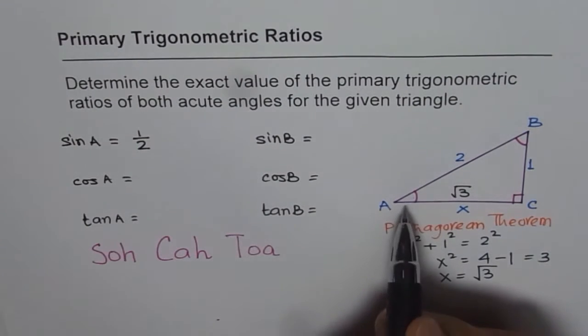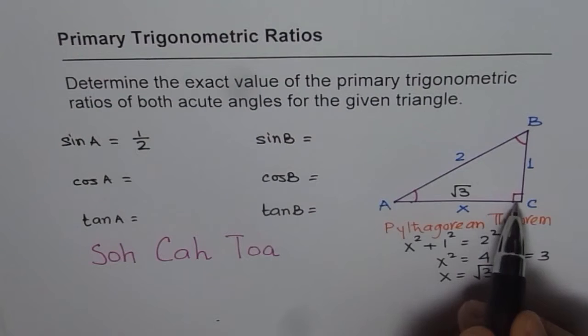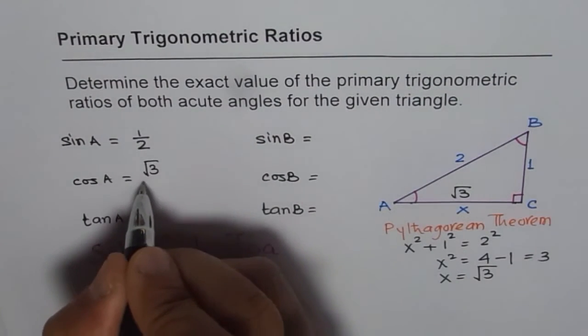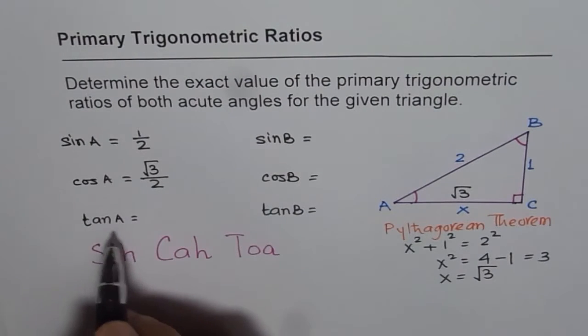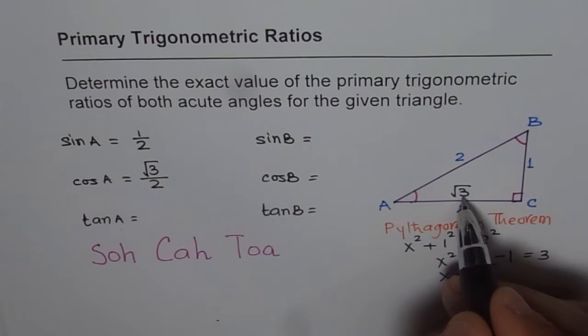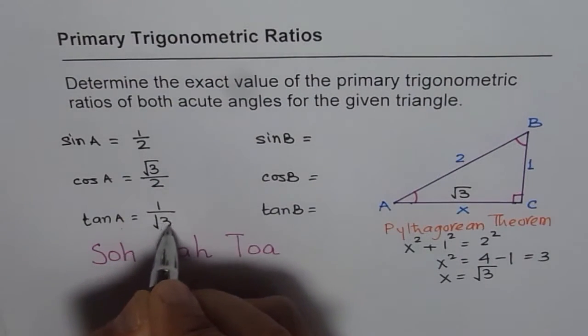Cos of A. Cos of A, adjacent is side between angle and right triangle. So it is square root 3. Hypotenuse is 2, correct? For tan, opposite is 1, adjacent is square root of 3. So it is 1 over square root 3.